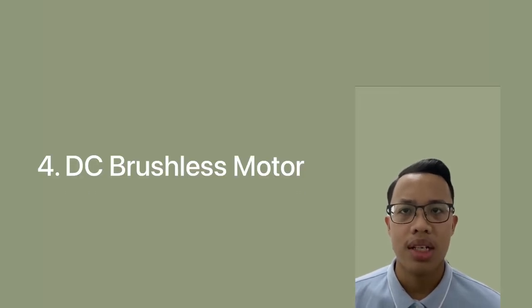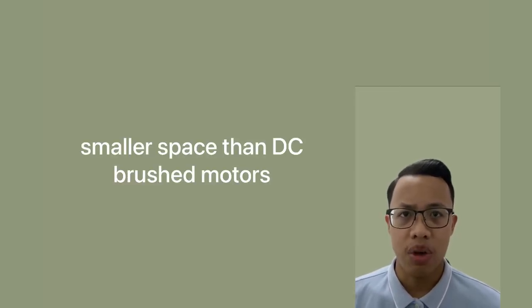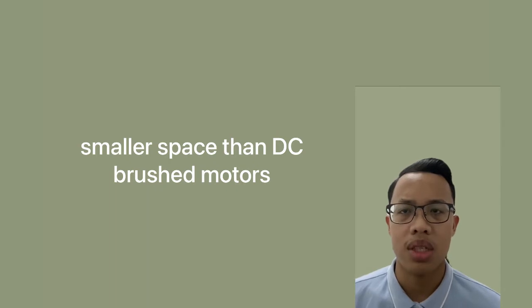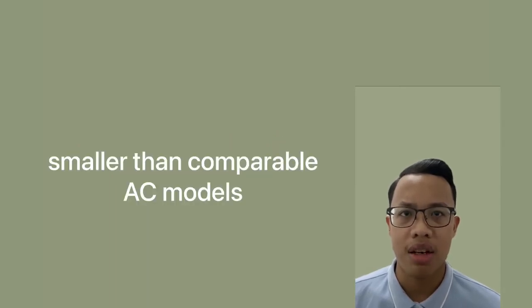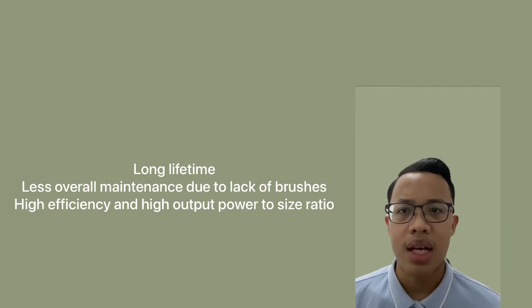Lastly, the material is DC brushless motors. DC brushless motors were first developed to achieve higher performance in a smaller space than DC brush motors, and they are smaller than comparable AC models. The characteristics are long lifetime, less overall maintenance due to lack of brushes, and lastly high efficiency.